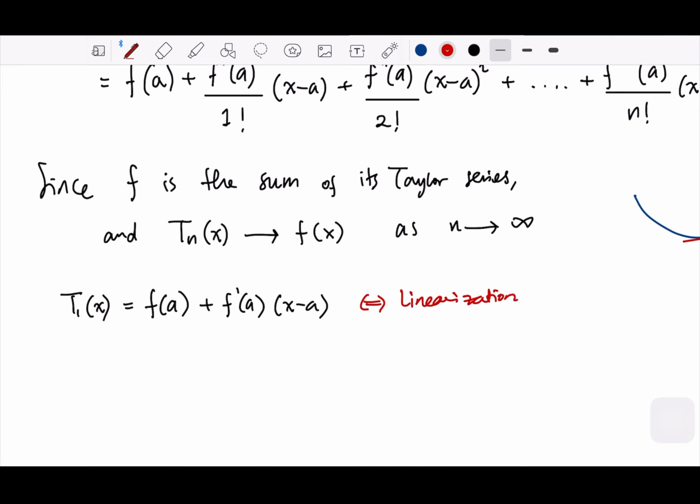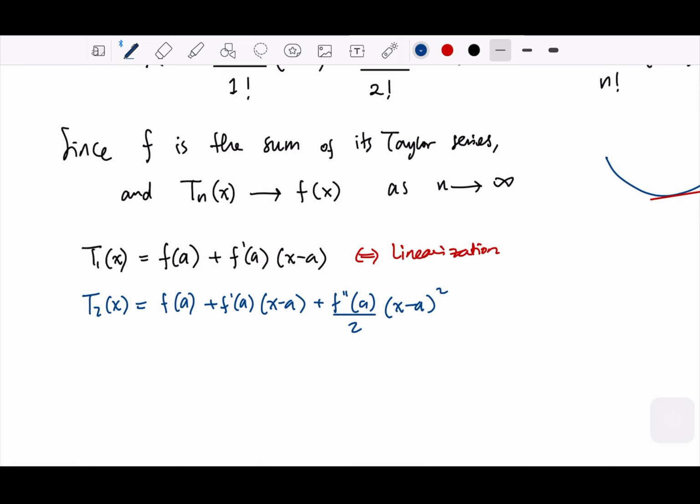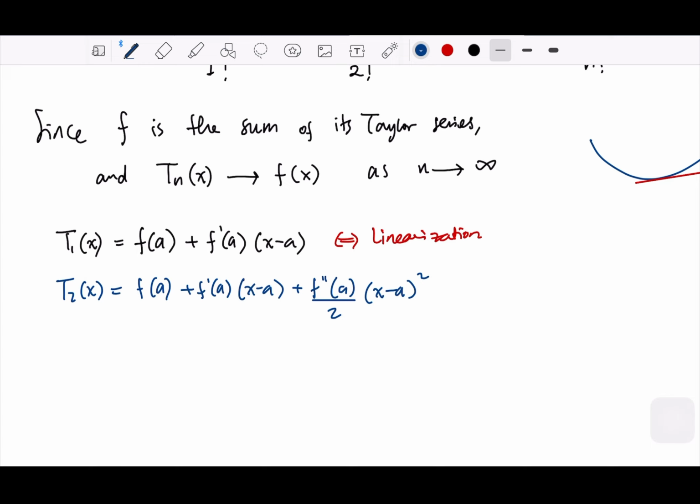And then of course, if you add more n, for example T2, we will have f(a) plus f prime(a)(x minus a) plus f double prime(a) divided by 2 times (x minus a) squared. Okay. We will have a quadratic, and if we have 3, we have a cubic, and so on and so forth. And of course, if we are looking at the graph, let me check whether I have the picture or not.